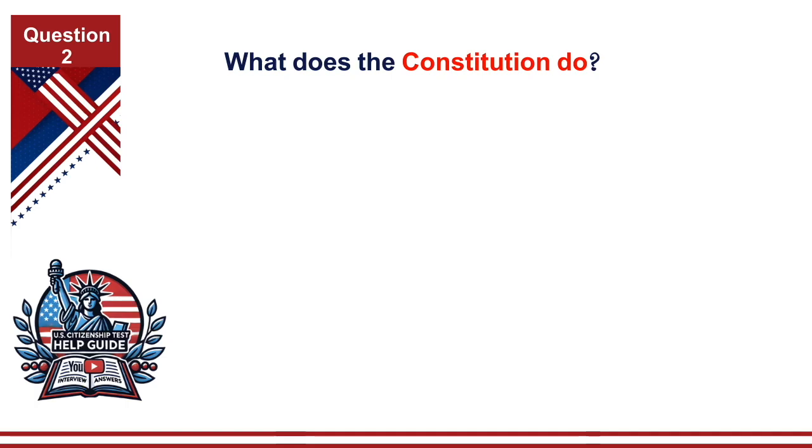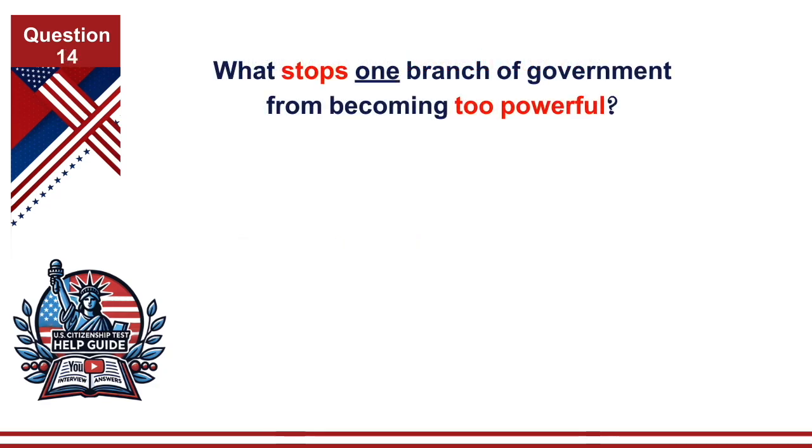What does the Constitution do? Sets up the government. What stops one branch of government from becoming too powerful? Checks and balances.